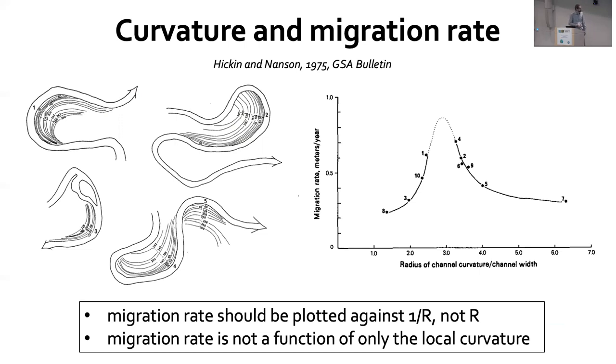And second, as Furbish has pointed out, migration rate is not a function of only the local curvature. So plotting the local migration rate, in this case, this was averaged over whole point bars, so it's fair enough. Local migration rates were not that easy to estimate at that time, but we should really think about this part.